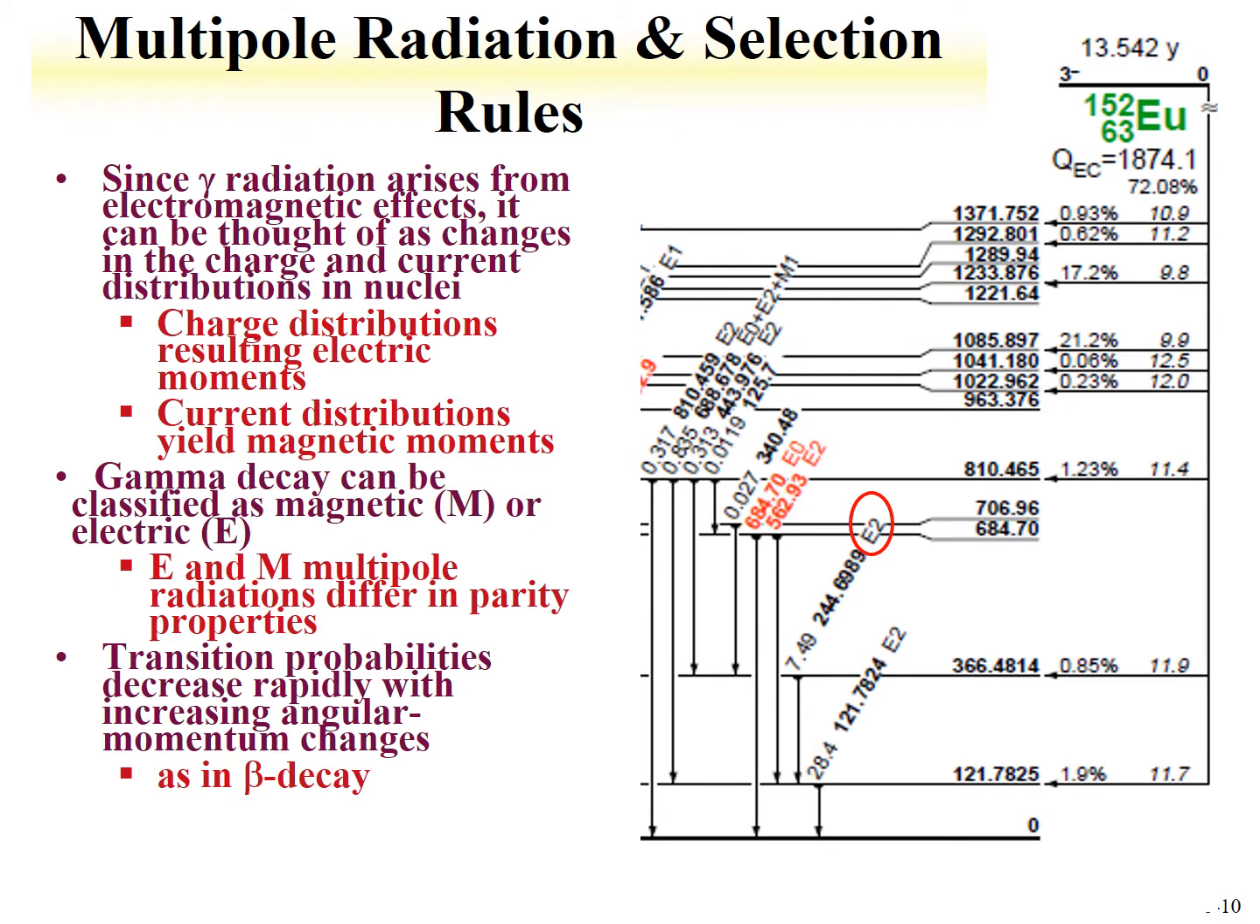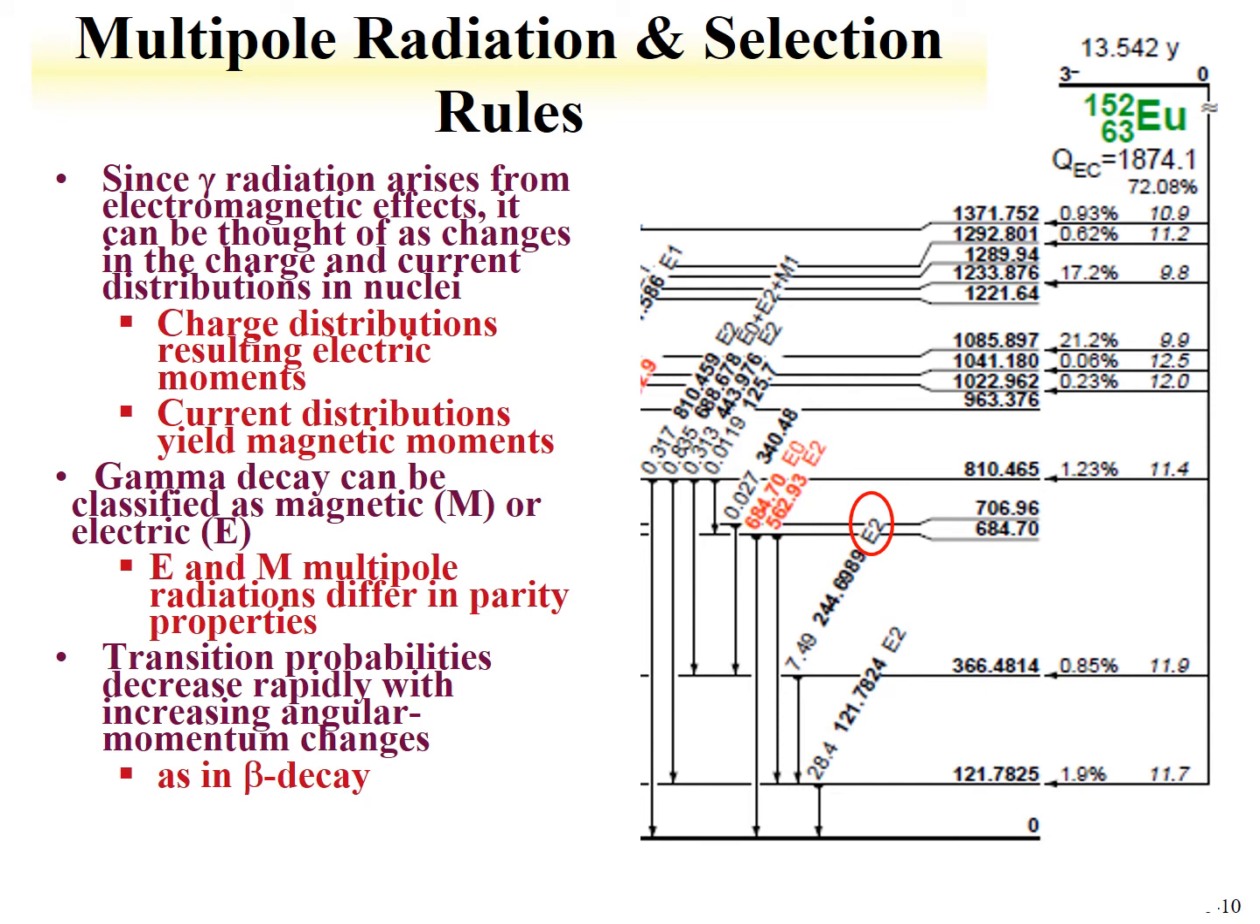Similar to what we described with alpha decay, and particularly with beta decay, there are selection rules for gamma decay. These selection rules can be based upon electromagnetic forces. Since the photon radiation arises from electromagnetic effects, it can be thought of as a change in the charge and current distribution in the nucleus.